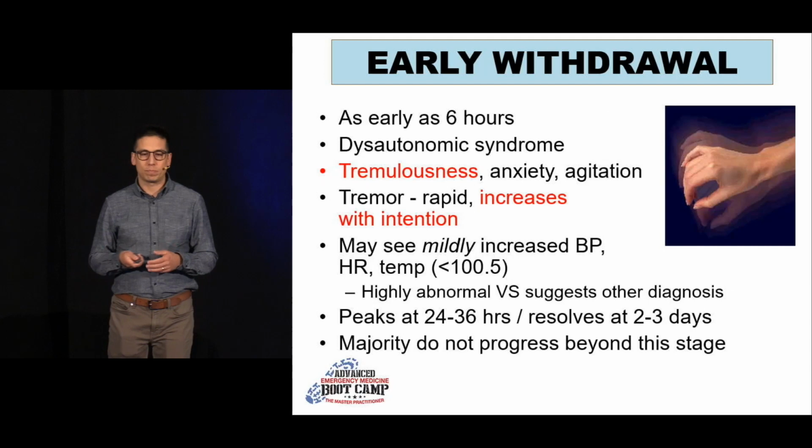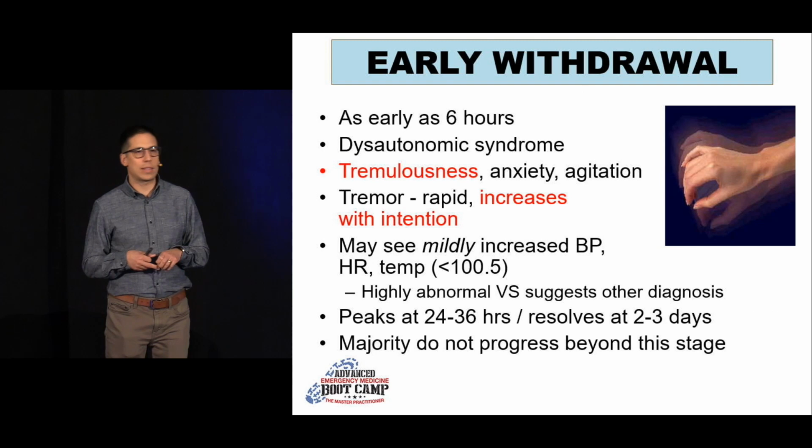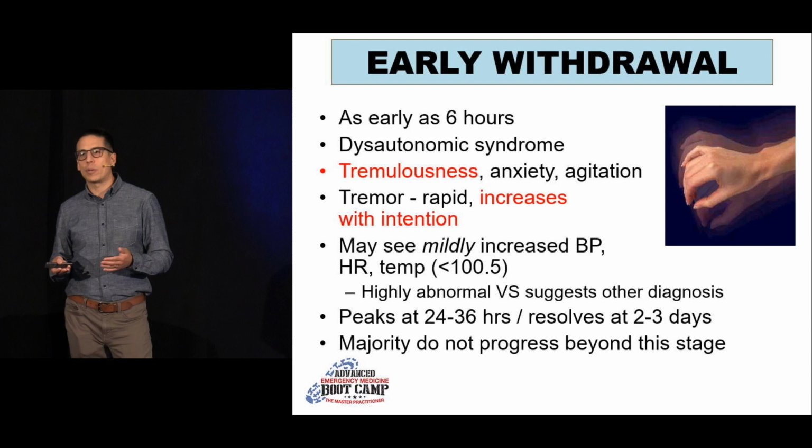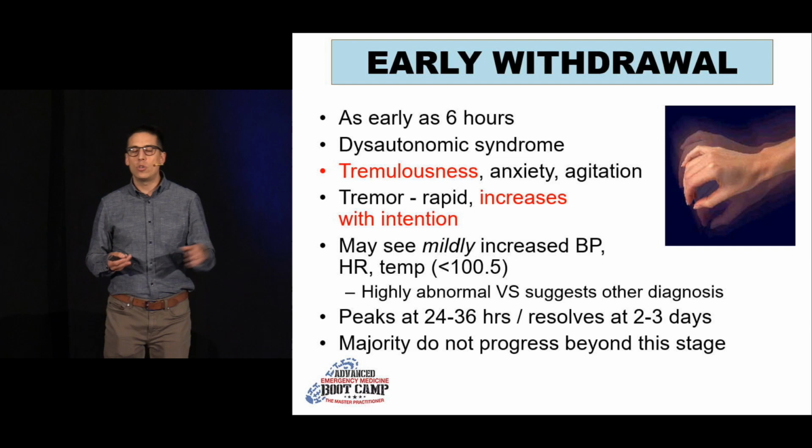How about this early withdrawal syndrome? This is as early as 6 hours, and I think anecdotally we've all seen it even earlier in people that still have a pretty high level of alcohol. It's a dysautonomic syndrome, so the primary thing is tremor. It's a rapid intention tremor. You can see a little bit of dysautonomia, like mildly increased blood pressure and heart rate.